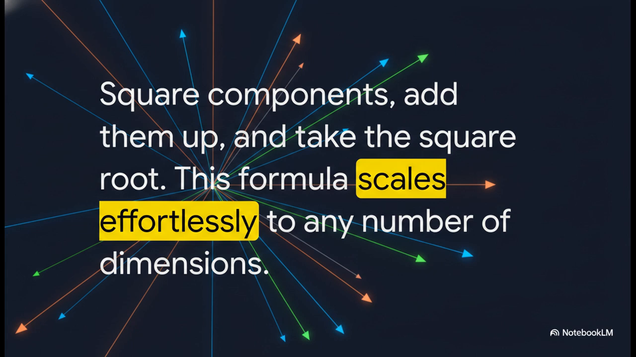The beautiful thing about linear algebra, and this is absolutely crucial, is that this exact same Euclidean formula scales effortlessly, whether it's 2 dimensions or 1,000. The rule never, ever changes. You just square every single component, add them all up into one massive sum, and take the square root. That single resulting number is the exact magnitude of your massive AI vector.